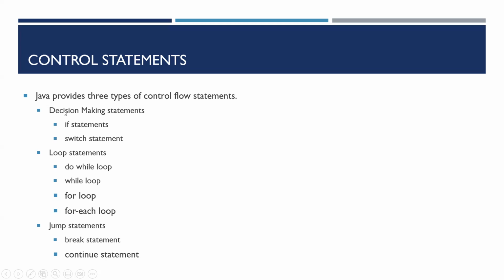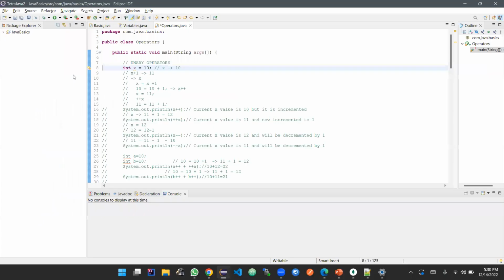So when we take the first type of statement, the decision making statement, we have two statements: if and switch. In the loops, we have do while loop, for loop, and for each loop. And in the jump statements, you have something called a break statement and a continue statement. So by using these statements, you can alter the flow of the execution. So let's discuss them in detail.